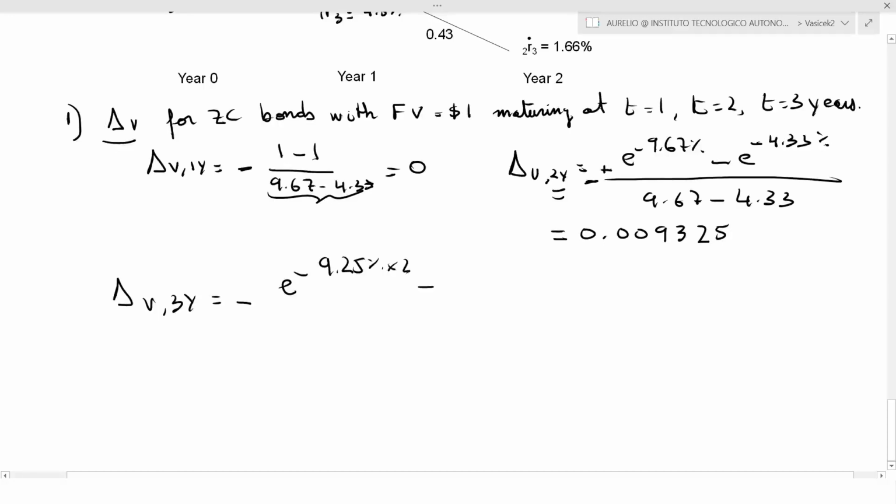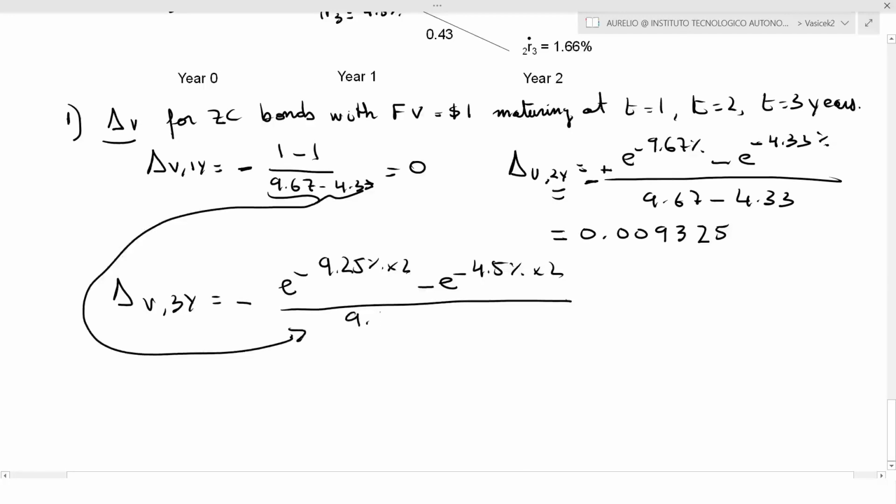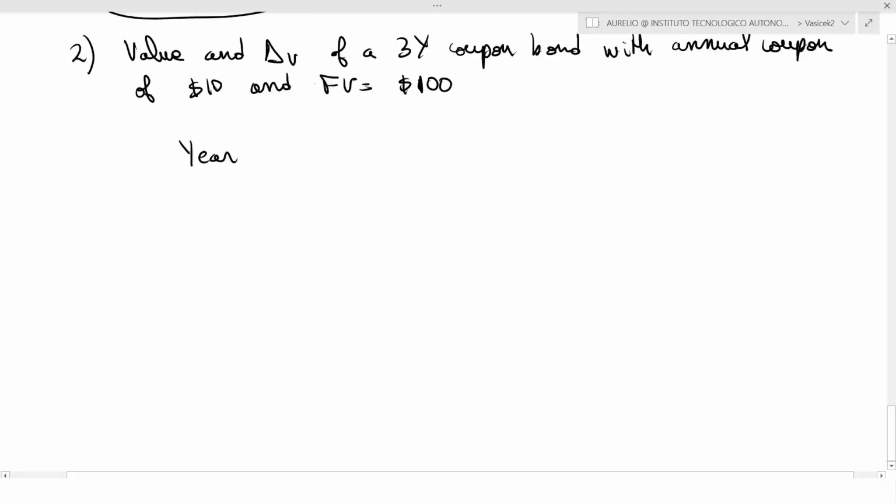Finally, the delta Vasicek of the 3-year bond is going to be equal to minus e to the minus 9.25% times 2 minus e to the minus 4.50% times 2 over, and then again, we once again use exactly the same denominator. So this would be the 9.67 minus 4.33. What's the reason behind that? That we're interested in how the short rate affects the prices. So the short rate in this case is the 9.67 and the 4.33. And here we get 0.015511.